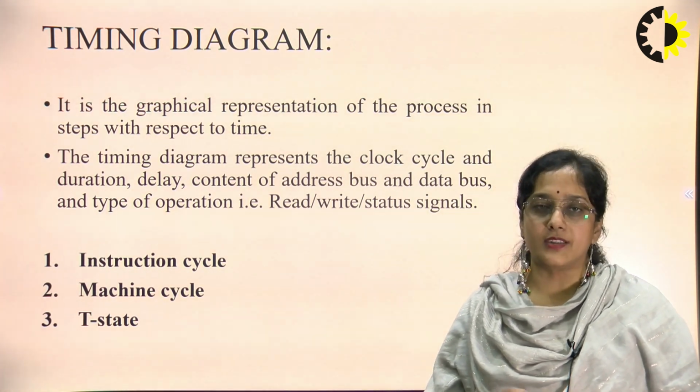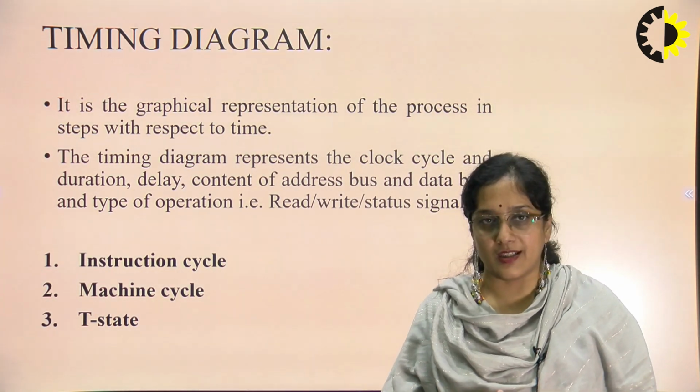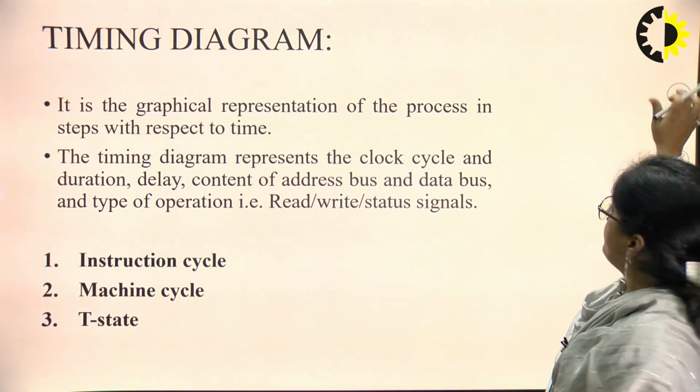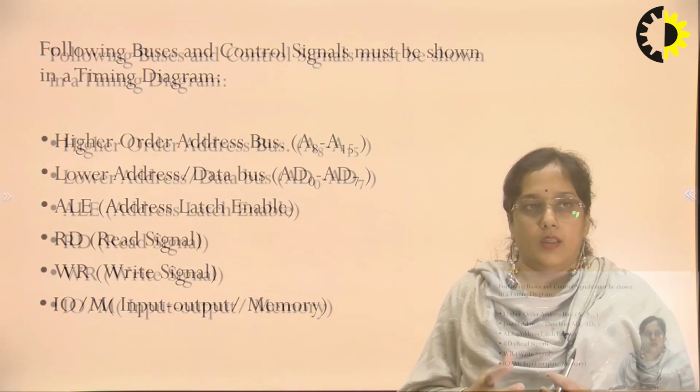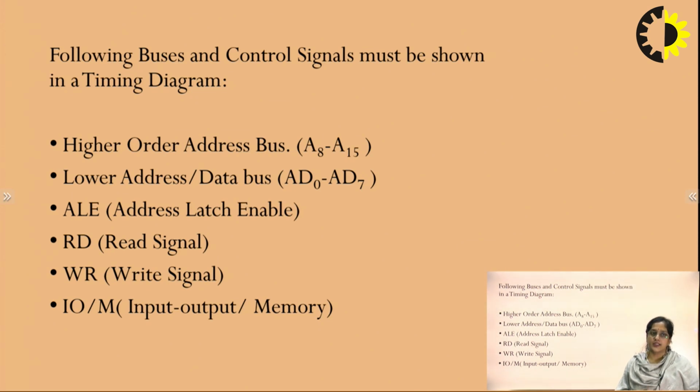The time taken to execute a particular instruction is known as the instruction cycle. So the instruction cycle consists of the higher order address lines, the lower order data lines, address latch enable, read signal, write signal, and IO/memory. Whenever we draw the timing diagram for any instruction, we have to mention the data on the higher order address line, what the address on the address bus is, what data the data line will carry, whether it is an opcode or information or anything. We also have to mention the address latch enable, that is the control signal.